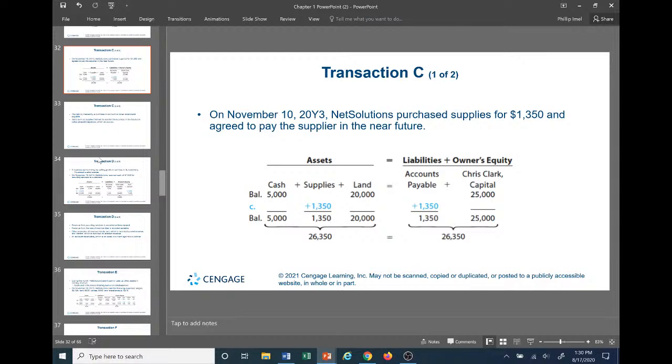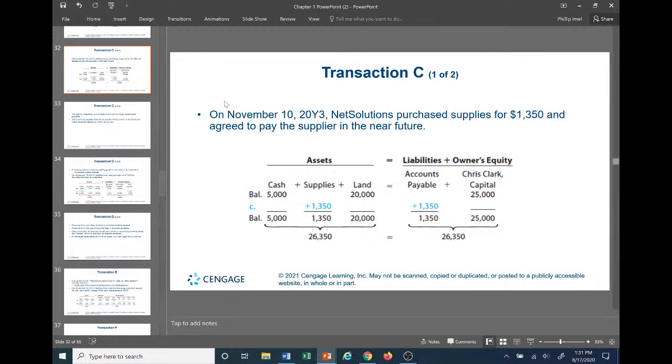So pretty much what we mean here is Net Solutions is receiving supplies, right? They purchased $1,350 worth of supplies. But we didn't pay for it right now. We purchased it on account with our supplier. So we still owe them the money. We've already received the assets, but we still owe them for the assets. So we've incurred a liability with the supplier.